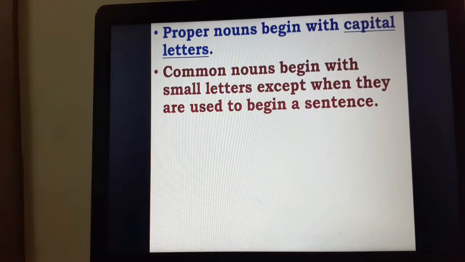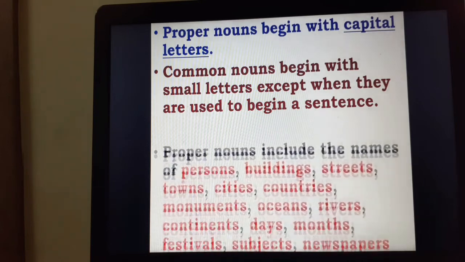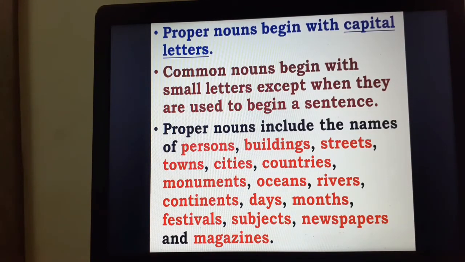Common nouns begin with small letters except when they are used to begin a sentence. Proper nouns include the names of persons, buildings, streets, towns, cities, countries, monuments, oceans, rivers, continents, days, months, festivals, subjects, newspapers and magazines.